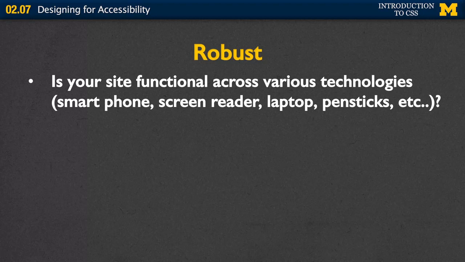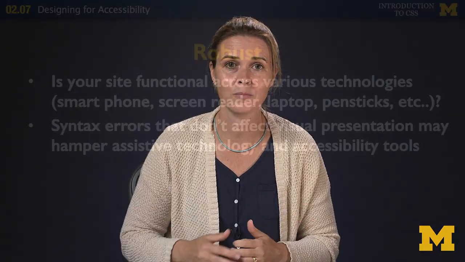Finally, the R, the robust in the POUR. Is your site functional across various technologies, a smartphone, screen reader, laptop, pen sticks? As you work with me and we go further on, we'll talk about responsive design in some later classes. And that's making sure that your page looks the best it can look on different screen sizes. But it's more than screen sizes. You also need to think about things like we said, the pen sticks and the screen readers.